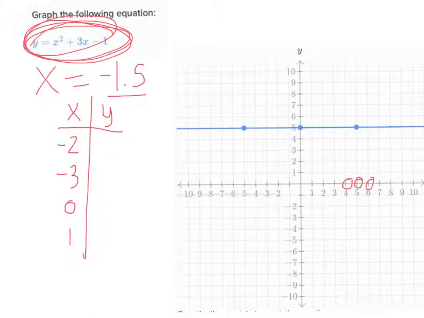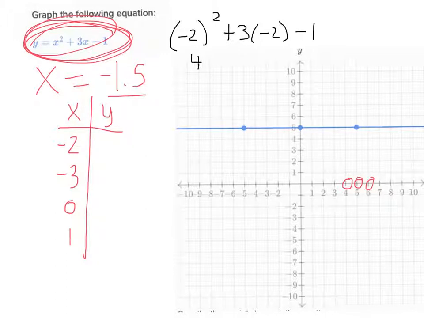So let's plug negative 2 into the original equation. When I plug negative 2 in, I have negative 2 squared plus 3 times negative 2 minus 1, which is 4 minus 6 minus 1, which I think is negative 3. Is that right? So what we're saying is it's the point negative 2, negative 3. So I'm going to graph negative 2 and then down 3 right here. So there's 1 point on my graph, right?